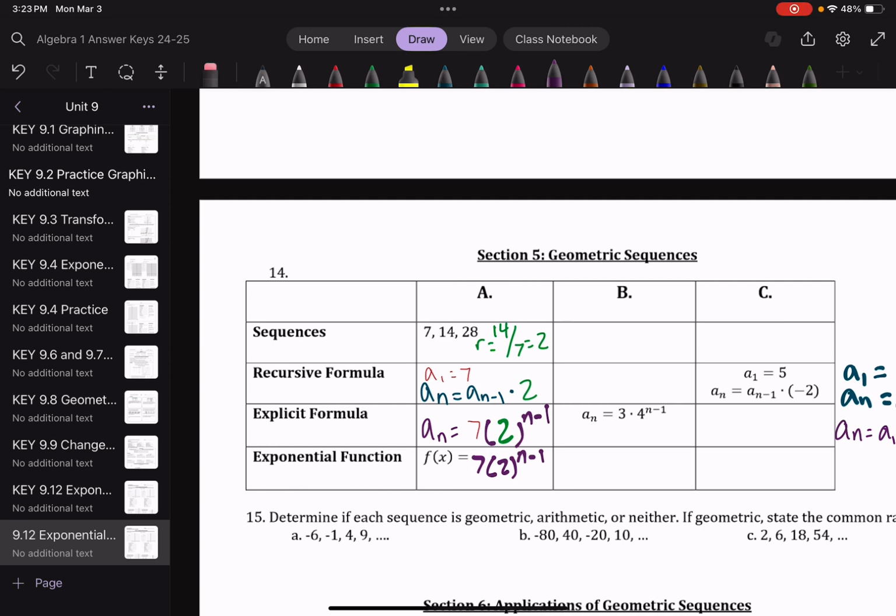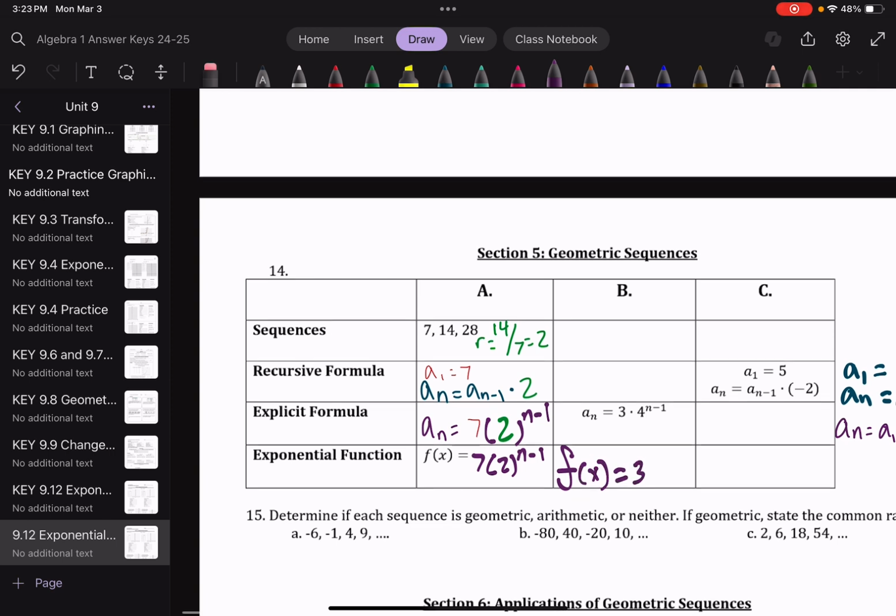Now the next one gives us the explicit formula. From there we could directly write our exponential function because I'm going to switch a sub n to be f of x. I'm going to have 3 times 4 to the x minus 1 power. And I apologize, that should have been to the x minus 1 power on sequence A as well.